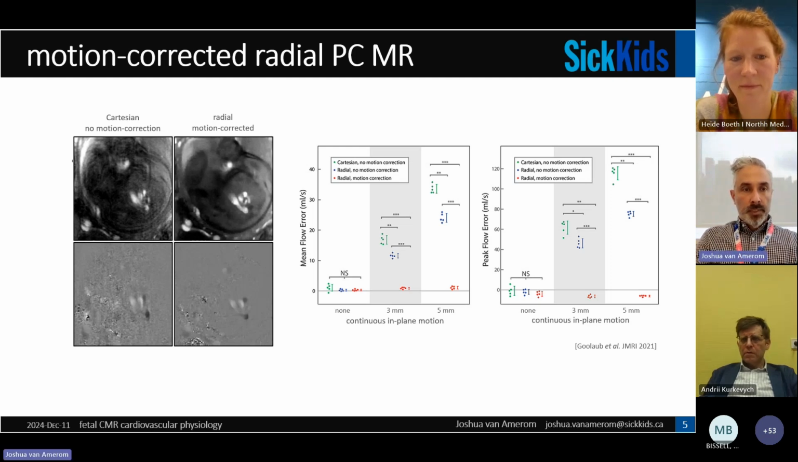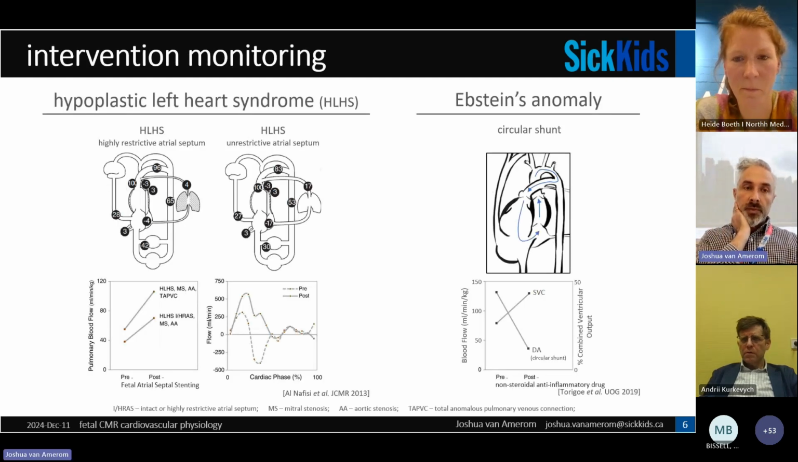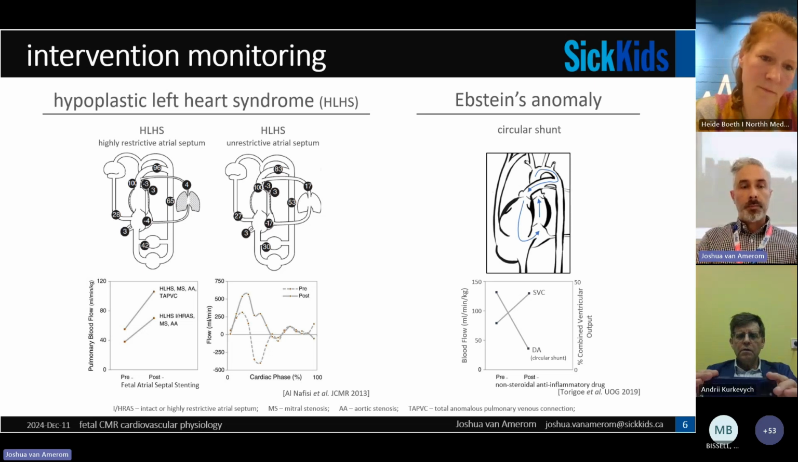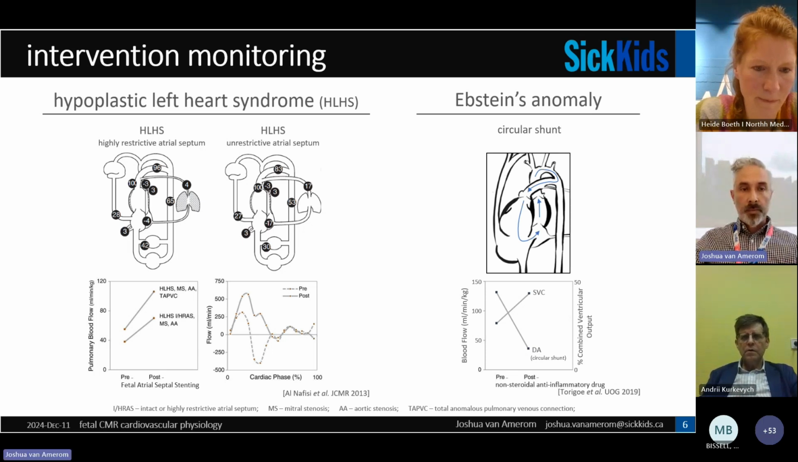So a couple applications here in terms of using the flow measurements to monitor for intervention. This has been done looking at flows in hypoplastic left heart before and after a fetal atrial septal stent. And in those cases, you can see the pulmonary blood flow increasing quite a bit with the insertion of that stent to allow blood to stream over to the hypoplastic left side.